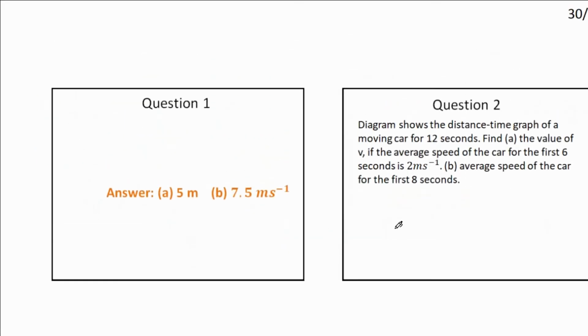Question 2. The diagram shows the distance against time graph of a moving car for 12 seconds. We highlight the keyword distance against time graph, and we have to find the average speed. The formula for average speed is total distance divided by total time.